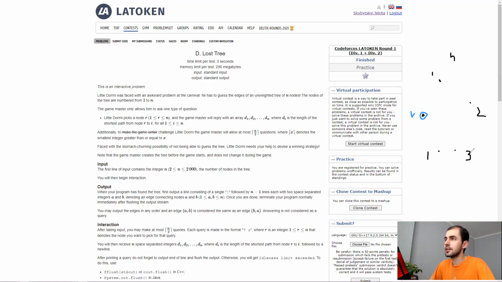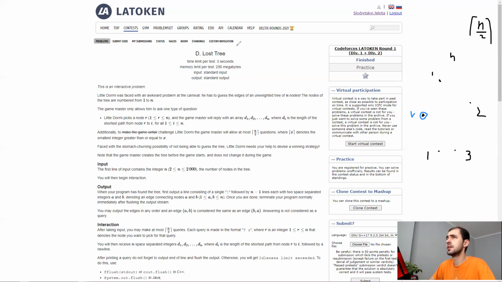And your task is to restore the tree in at most n over 2 rounded up queries. Approximately half, but maybe a little bit more if n is odd. So feel free to pause the video and think for a moment about this problem if you want to. Assuming that you already did that, I'll start going through my observations on this problem.